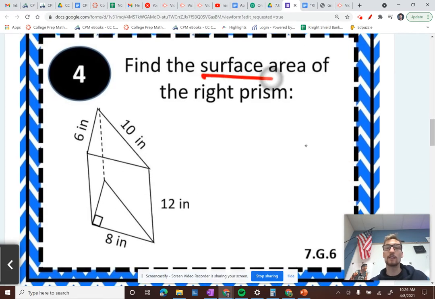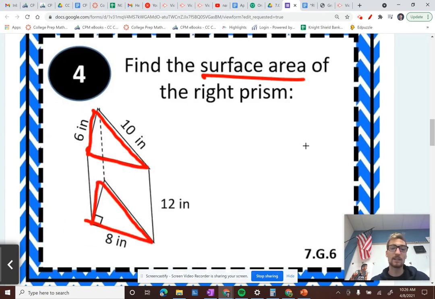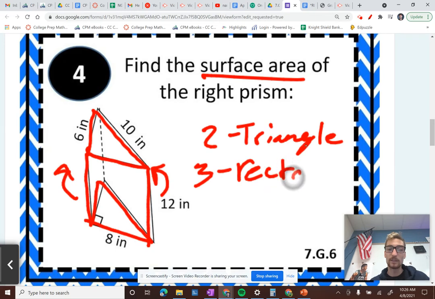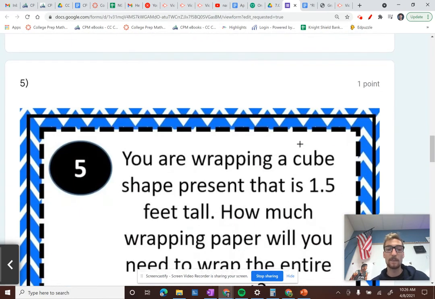Find the surface area of the right prism. So again, you'd want to find the area of that side, and the area of this side. You'd want to find the area of this rectangle, and then the other two rectangles. So imagine if you were to fold this outwards, you'd have to find the area of the two triangles and the three rectangles that combine the two triangles. And then again, your answers to select from are down here.